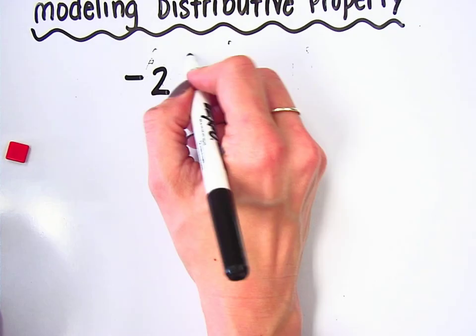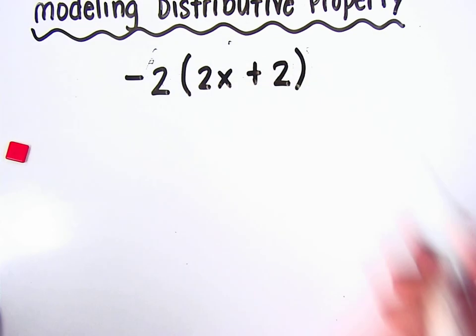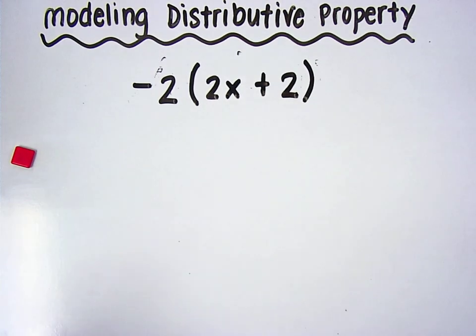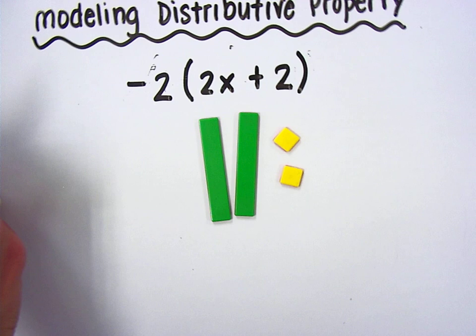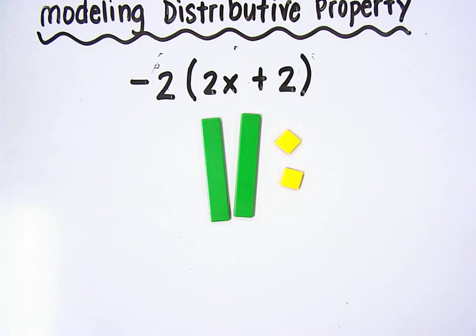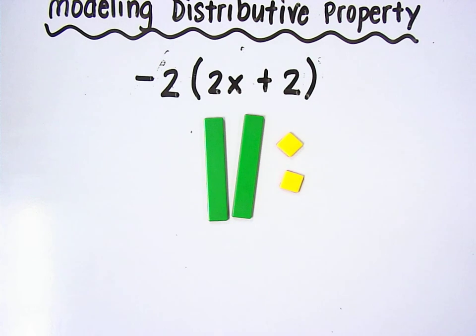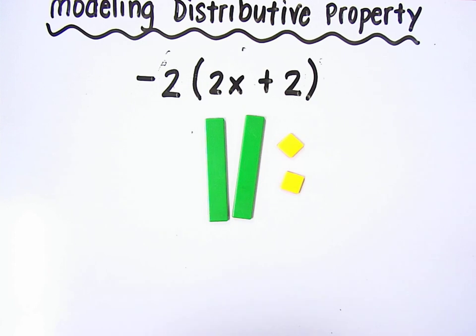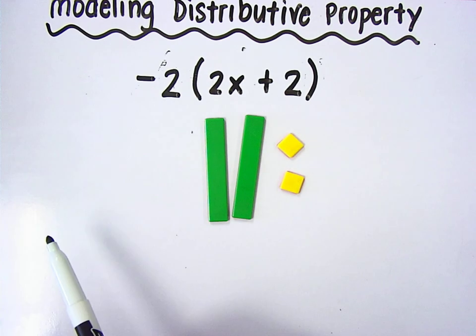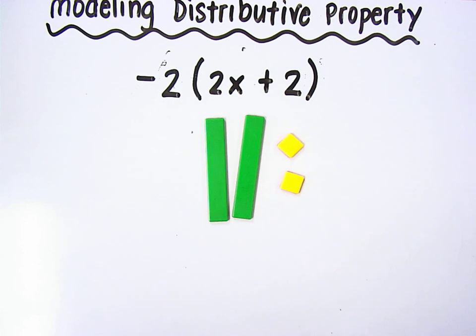Negative 2 times the quantity of 2x plus 2. In this example, we still know we're going to have to show whatever's in those parentheses first. So I'm going to start with 2x plus 2. And now we have to think. We know we can't do something negative 2 times. So instead of thinking of this as a negative, we want to think of it as the opposite of. So we want to think of this as the opposite of 2 times the quantity of 2x plus 2.